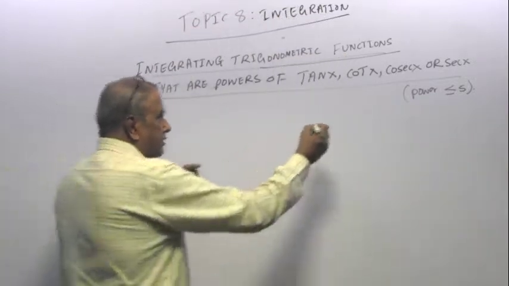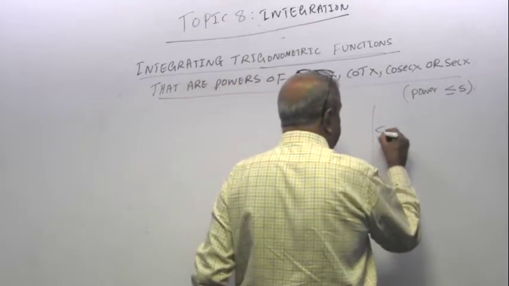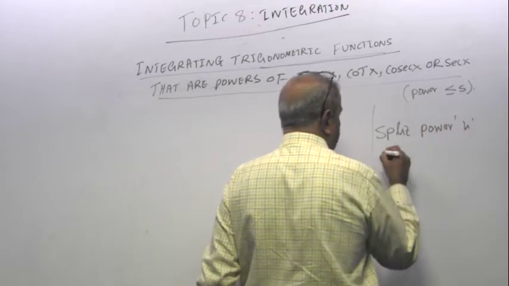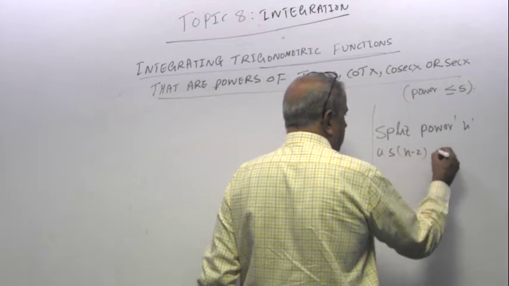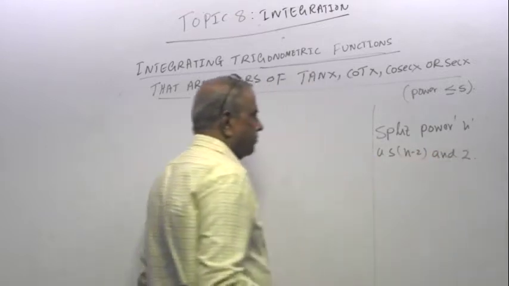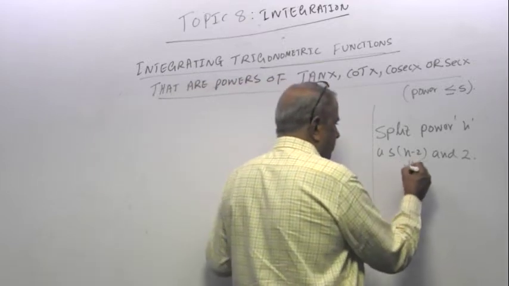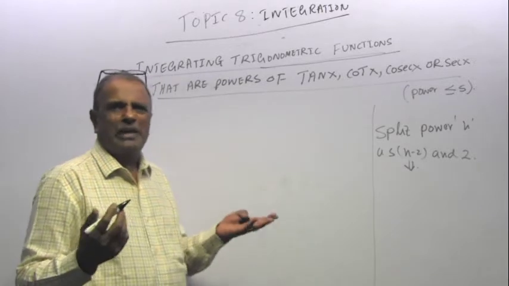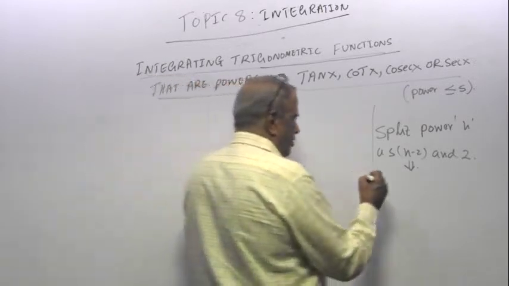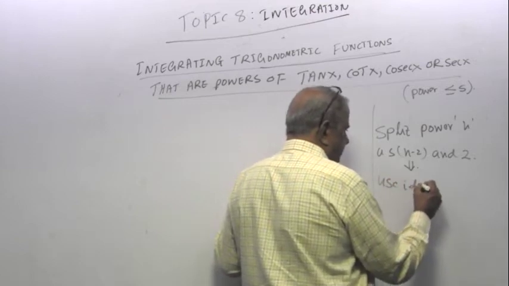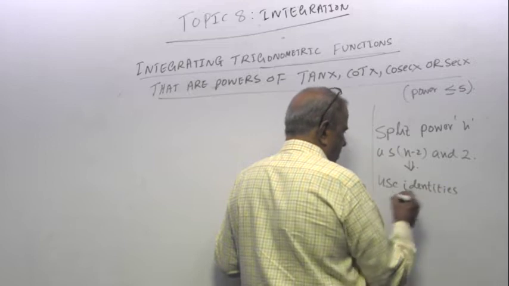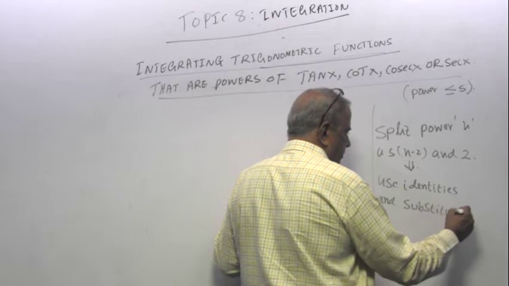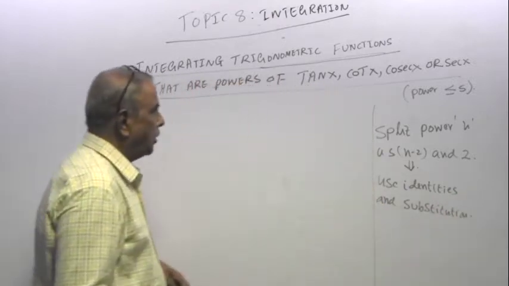In other words, split power n as n minus 2 and 2. And then this n minus 2, then use identities and substitution, as I will show you. That's a general method. Okay.